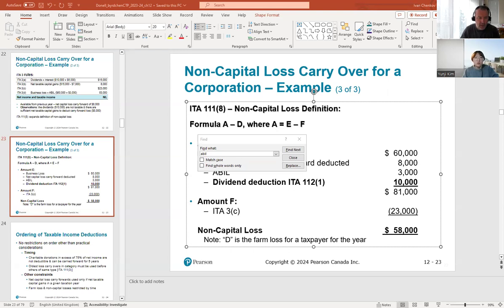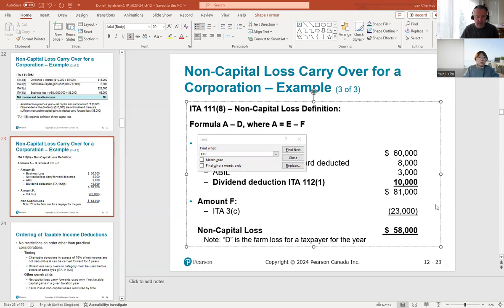Business something loss. Allowable business investment capital loss. Oh, okay. Allowable business investment loss. That's what it is. Let me copy it. So the business investment losses. Allowable business investment loss, ABIL.